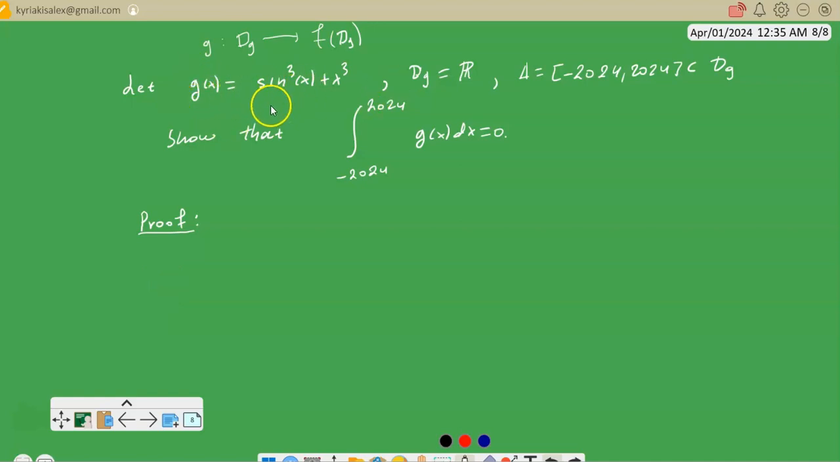Let g of x be this function, sine cubed of x plus x cubed. The domain of this function g is the set of the real numbers, and we have a subinterval from minus 2024 to 2024, which is a subinterval in the domain of the function g. We want to show that the integral on this interval is equal to 0.